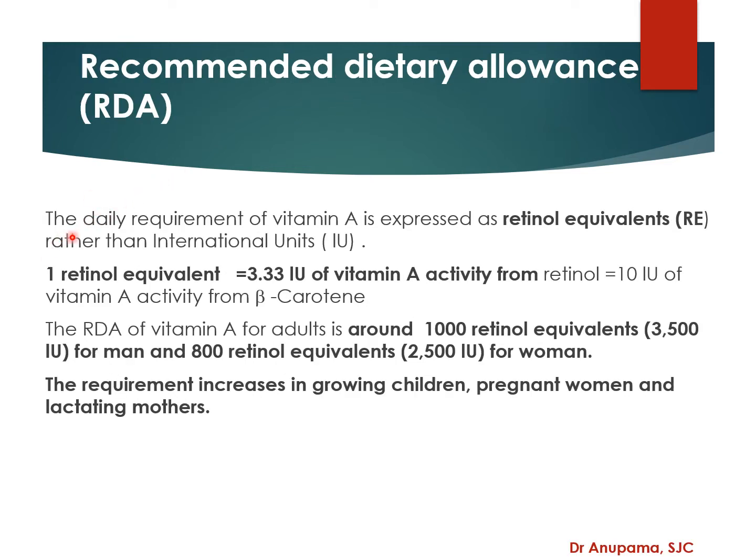Recommended dietary allowance. The daily requirement of vitamin A is expressed as retinol equivalents (RE) rather than international units. One retinol equivalent is equal to 3.33 international units of vitamin A activity from retinol, which is equal to 10 international units of vitamin A activity from beta carotene. The recommended dietary allowance of vitamin A for adults is around 1000 retinol equivalents for men and 800 retinol equivalents for women. The requirement increases in growing children, pregnant women and lactating mothers.